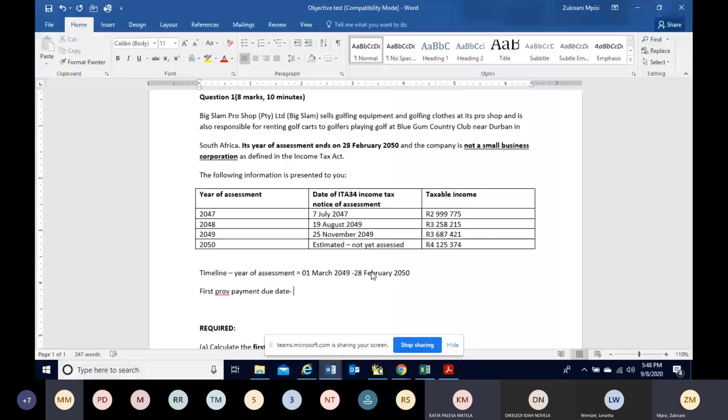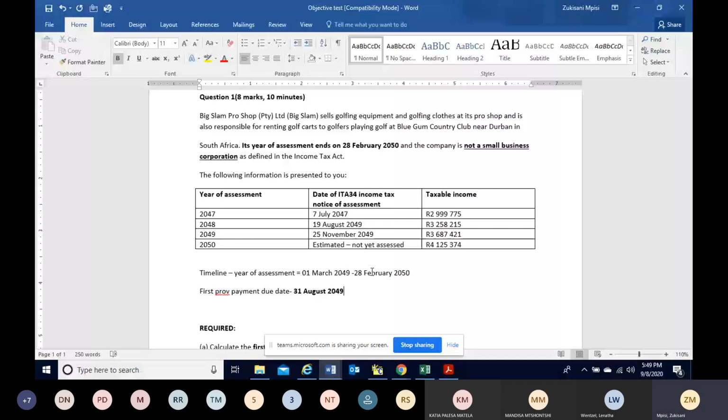Just calculate for me, that is the 6 months from the 1st of March. Is in August and August. I'm trying because I get confused. 100%. So the first provisional payment is actually 31st of August 2049. Oh, okay, that's where I went wrong. So that's why it is important that the first step is to determine the year of assessment.